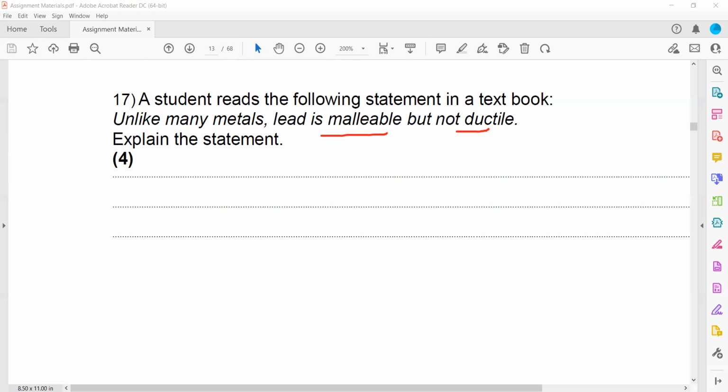So one mark is for mentioning undergo a large plastic deformation. One mark is for mentioning compression. The second mark is for the ductile: large plastic deformation or permanent deformation. And again, that will be under tension or tensile force.